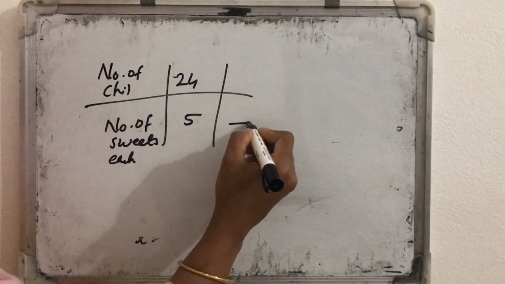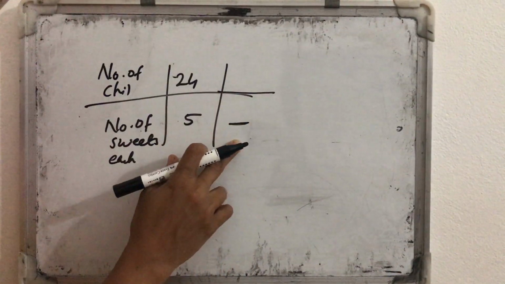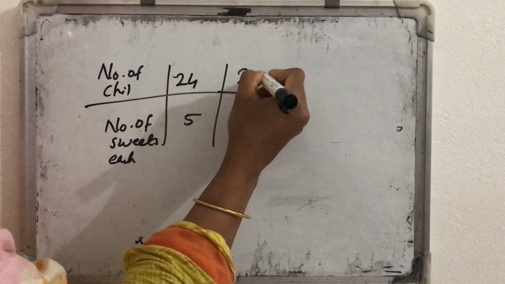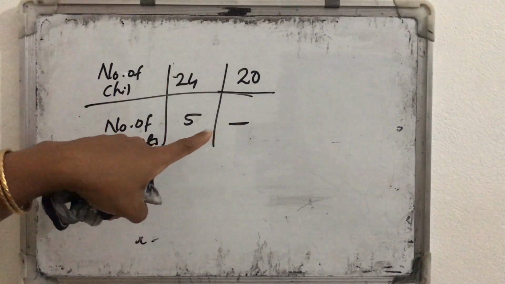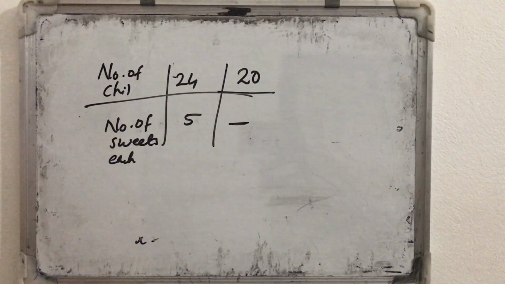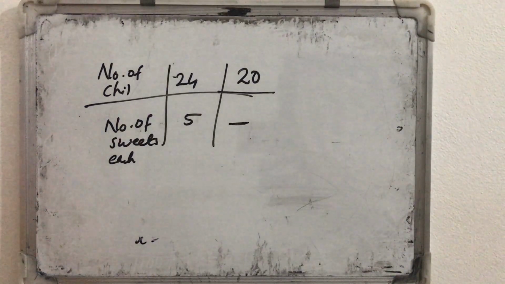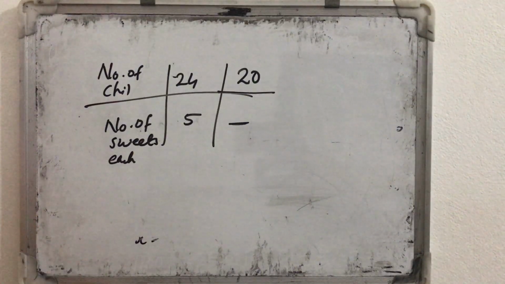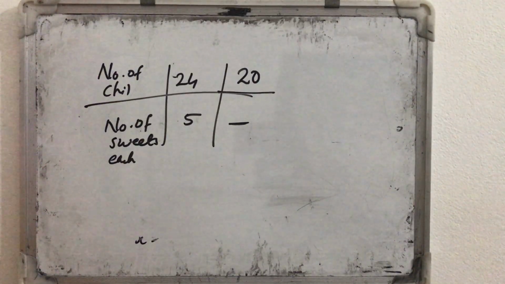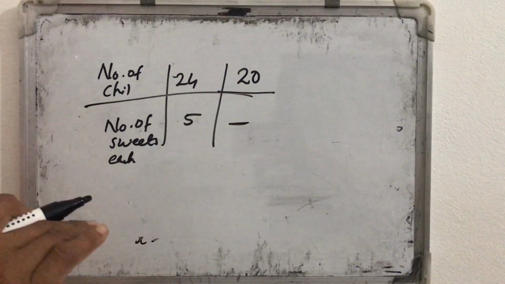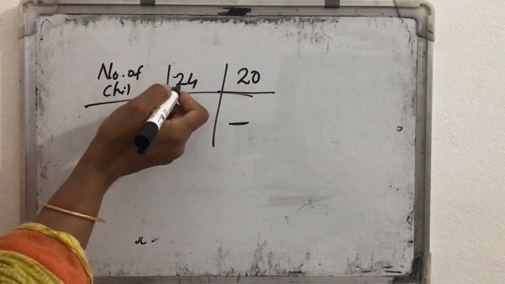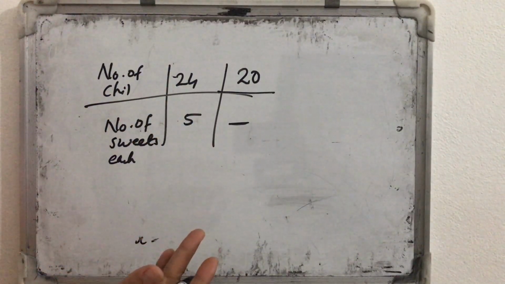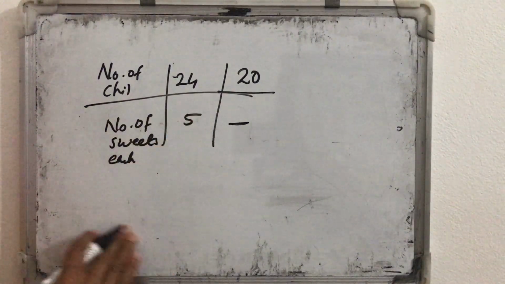Next, we want to find out how many each would get if the number of children is reduced by 4. We don't know that. So if the number of children is 20, how many sweets will each get? We know here also it will be in inverse proportion. If the number of children increases, the number of sweets will decrease. And if the number of children decreases, the number of sweets each one gets will be more. So in this case it is inverse proportion.